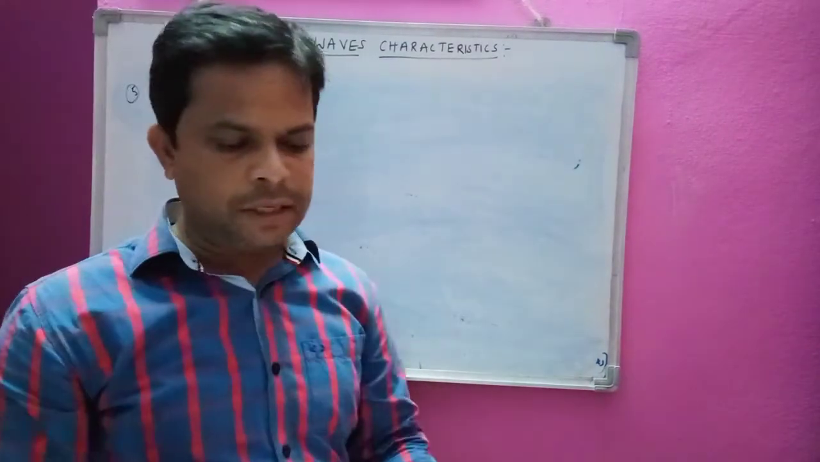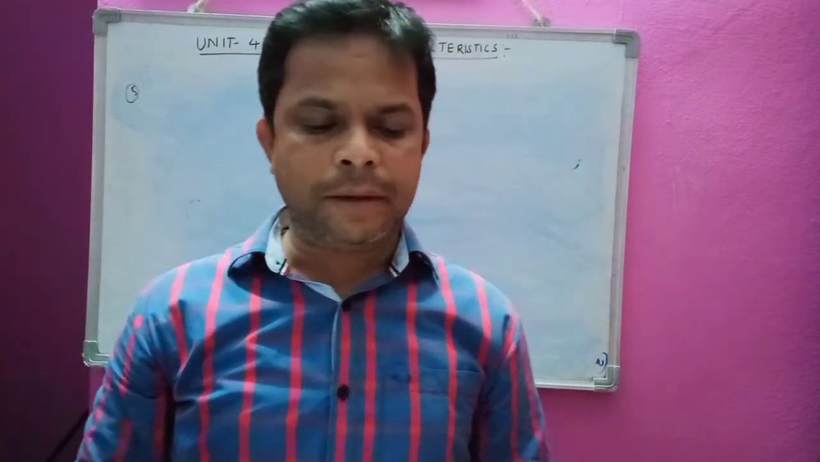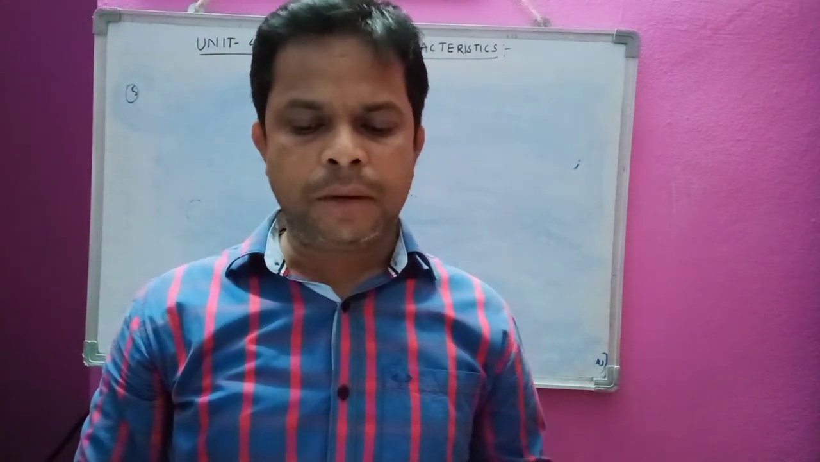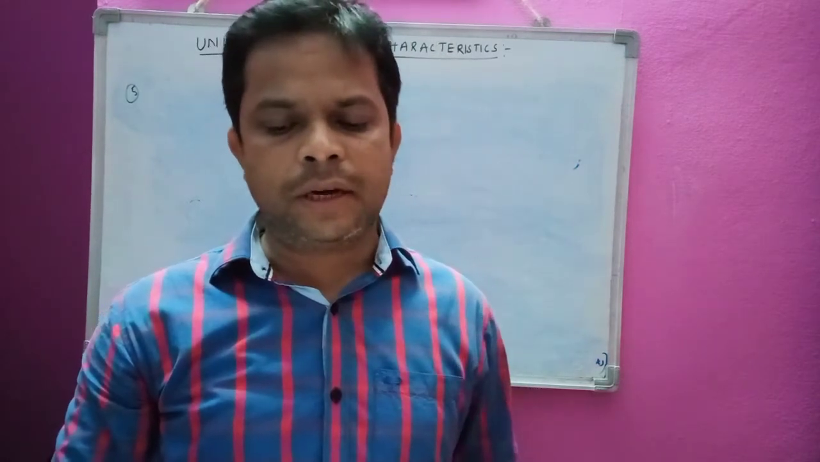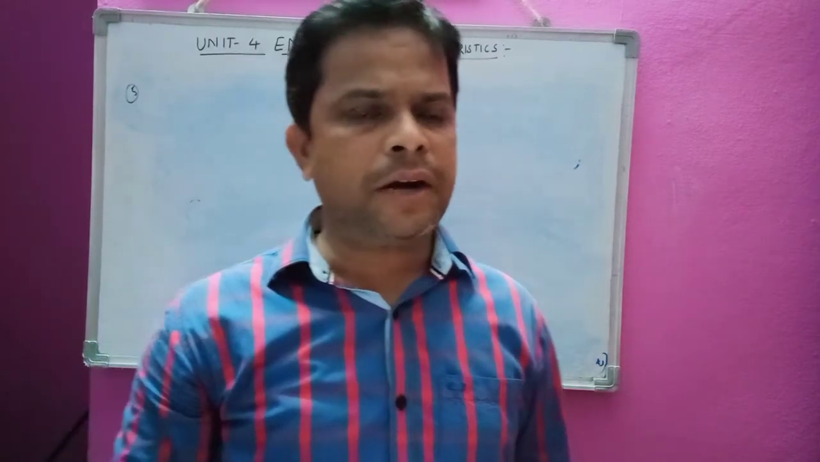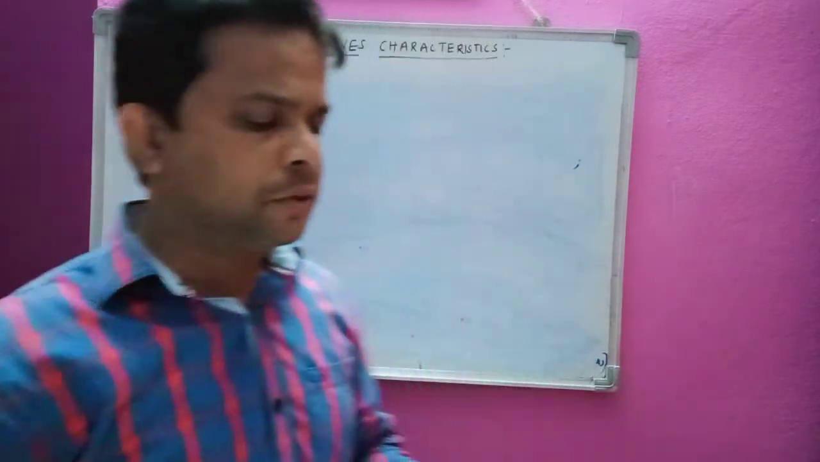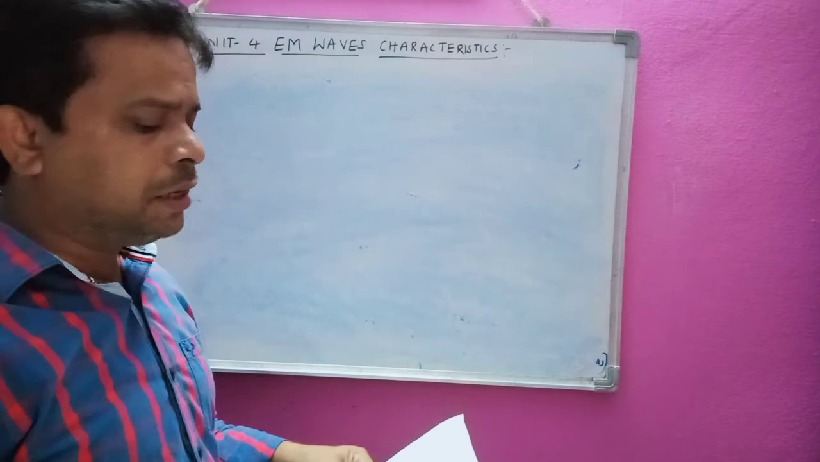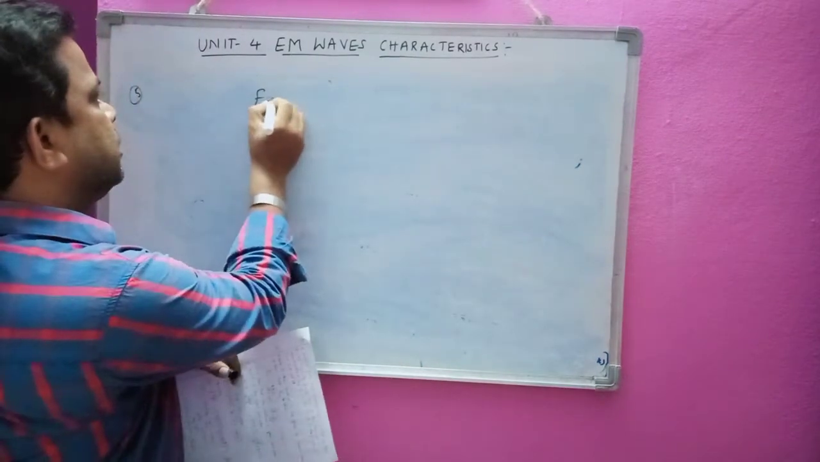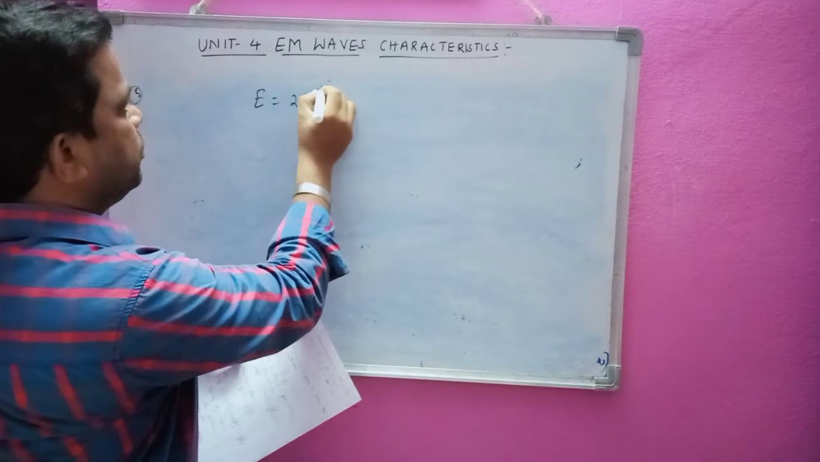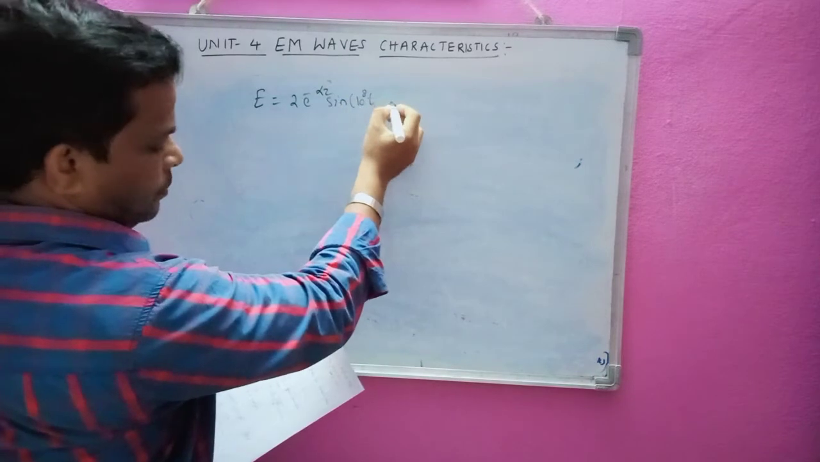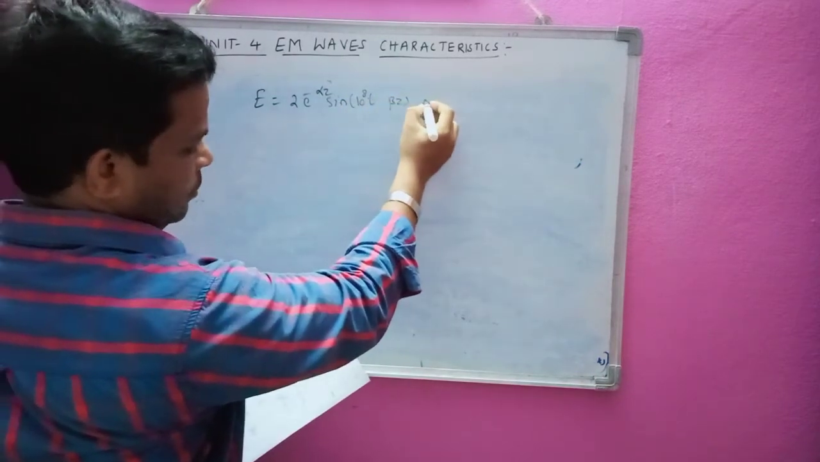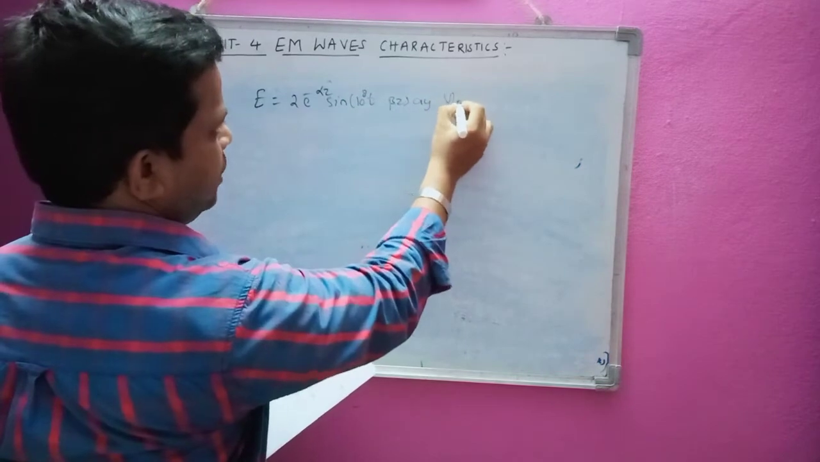He has given the next question like this: a uniform plane wave propagating in a medium has E given. E is equal to 2 e power minus alpha z sine (10 to the power of 8 t minus beta z) aY volts per meter.